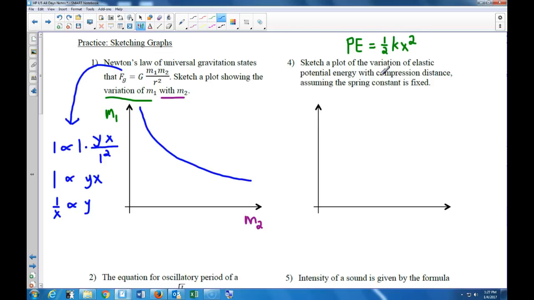Now number 4. Sketch a plot of the variation of elastic potential energy with compression distance. Because they say variation of PE, that means PE elastic is on the y-axis. And because they say with compression distance, that means compression distance x is on the x-axis. Now I look at the equation and I write it again, but this time as a proportionality. PE changes into y, because it's on the y-axis. The 1/2 becomes a 1, and my compression distance x remains an x, because it's on the x-axis. So then I just sketch the graph for a square proportionality, and I've memorized that shape. It's this. Let me try that again, a little smoother. Something like that.